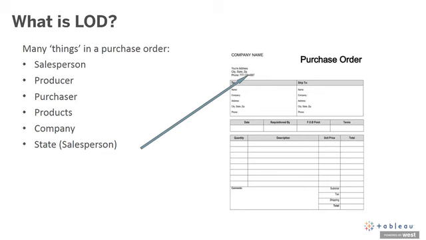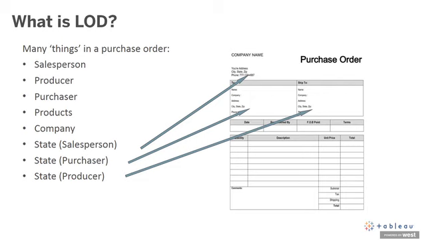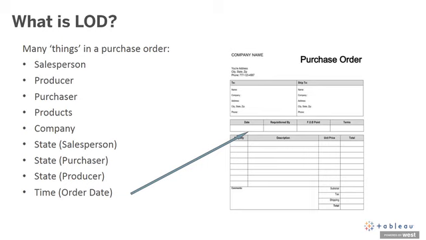And those all appear. There's also multiple states, right? There's the salesperson's state, the purchaser's state, and the producer state, all location information for different entities that we're talking about here. Finally, time appears, not only on the order date, but it's not pictured here, there's also a ship date. So some of these entities appear in multiple ways associated with different elements of this.